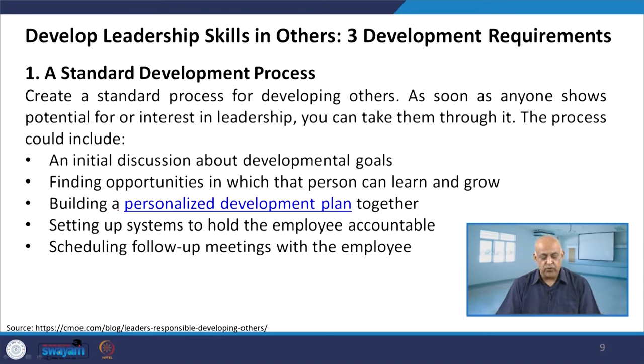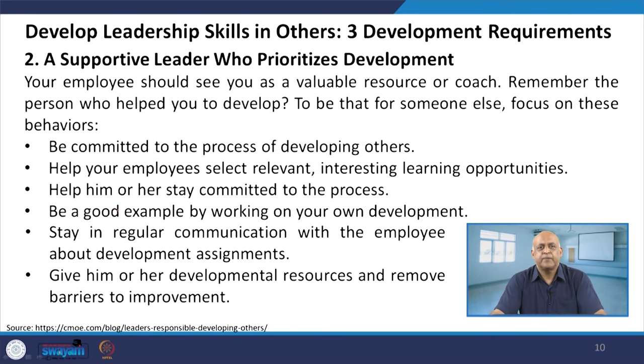Then set up systems to hold the employee accountable. Naturally, the process will start, so you also have to create a place in the organization structure. Schedule follow-up meetings with the employee. Many organizations have successfully run mentor-mentee programs because they had frequent meetings, and whenever there is a meeting, there is an input process and an output; the feedback will be there. So that development process has been designed. Once the development process has been designed, the leader's support is required. A supportive leader who prioritizes development is committed to the process of developing others. That is also necessary.